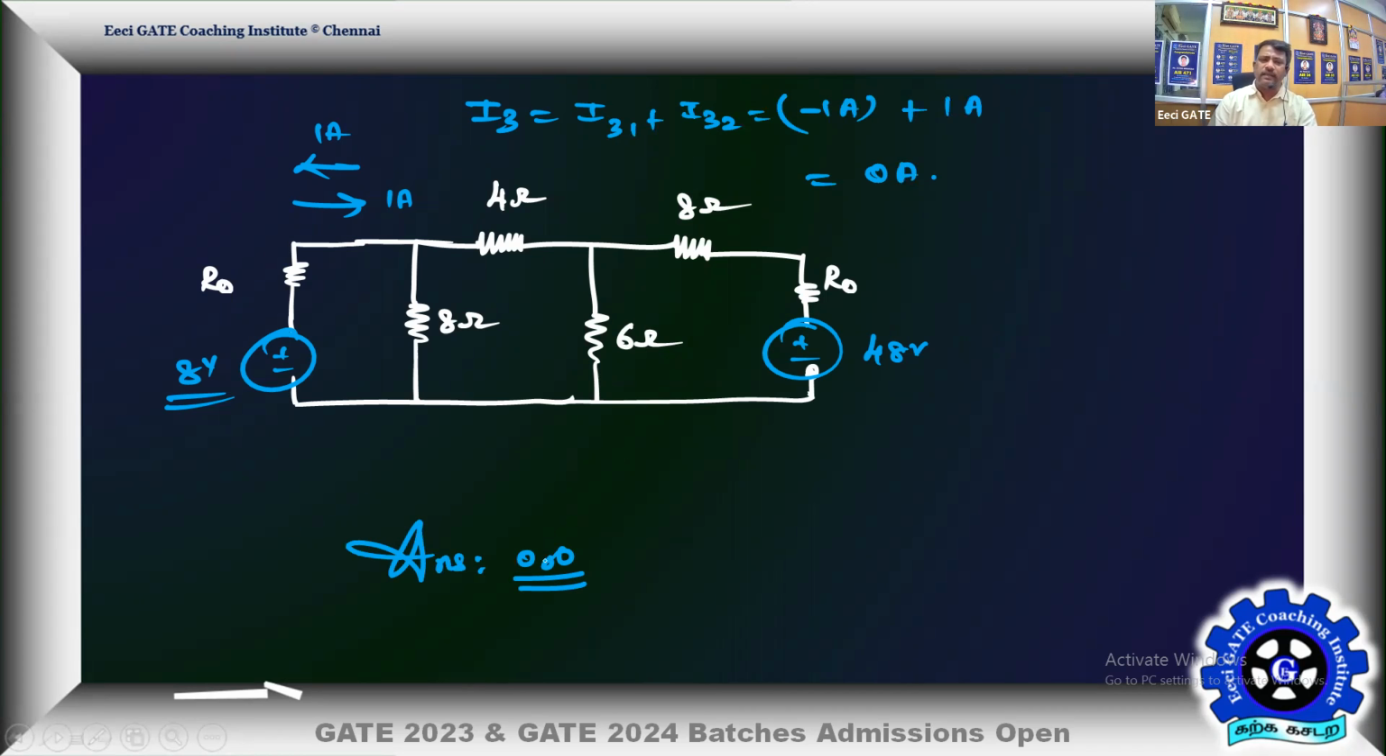Another interesting one, a little play by the designer because he is forcing us to play with both reciprocity as well as superposition. That's one of the interesting problems in the instrumentation GATE 22 paper.